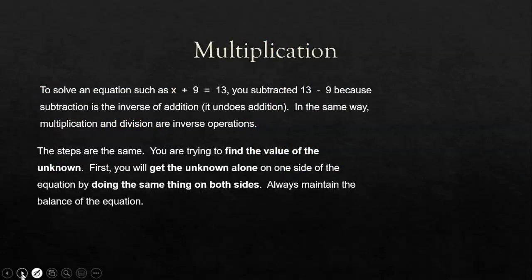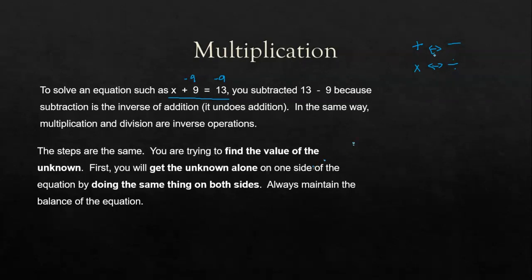Okay, so now using multiplication. To solve an equation such as x plus 9 equals 13, this is the one we just did, we subtracted 9, right? We'd subtract 9 from this side and subtract 9 from this side because the inverse or the opposite of addition is subtraction. In other words, subtraction will undo addition and vice versa. So in the same way, multiplication and division are inverse operations. Addition and subtraction are opposite, and multiplication and division are opposite. So these operations undo one another. Subtraction won't undo multiplication, addition won't undo division. These have to go together. They're the opposites of one another.